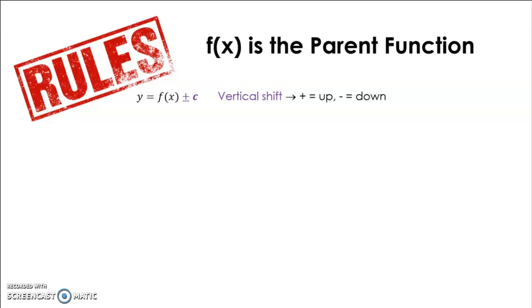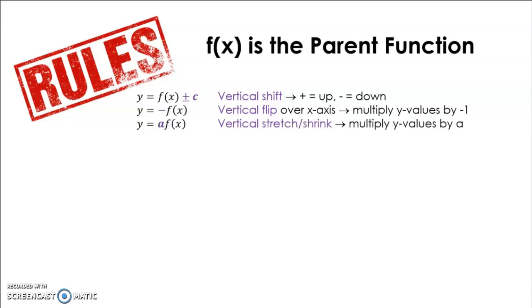First, when we have a plus or minus c on the end, that results in a vertical shift, where the plus c means we shift our function up, the minus c would mean we shift our function down. When we have a negative out front, it's a vertical flip over the x-axis, and to do that, we'll multiply our y values by a -1. If we have a number out front, that is a vertical stretch or shrink, and to find that, we'll multiply the y values by the a. If our a is bigger than 1, it's a stretch. If it's less than 1, it's a shrink.